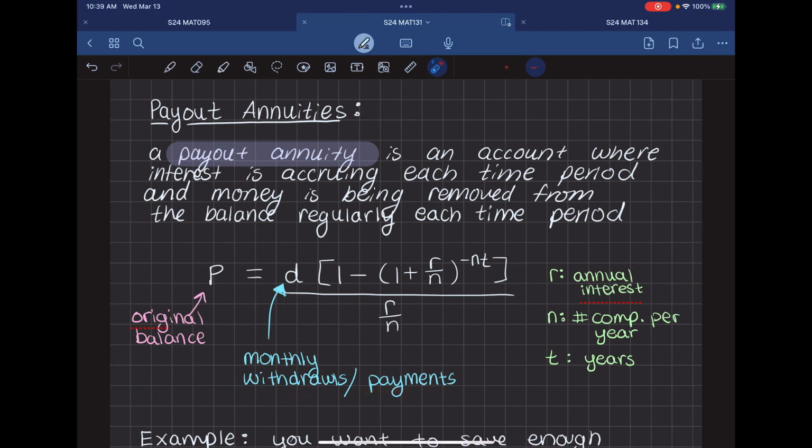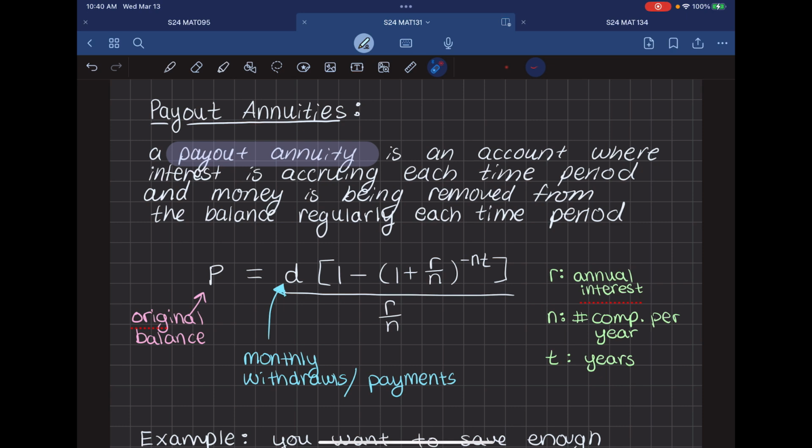And then we have R, which is still our annual interest rate. Our N is still our number of compounds per year, and basically how many times we're having activity each year. We're assuming for this account that the interest accruing and the timing of your withdrawals or your payments are going to be the same. So if it's monthly for both of them, if it's daily for both of them. We're not going to have monthly payments and daily interest for compounding.